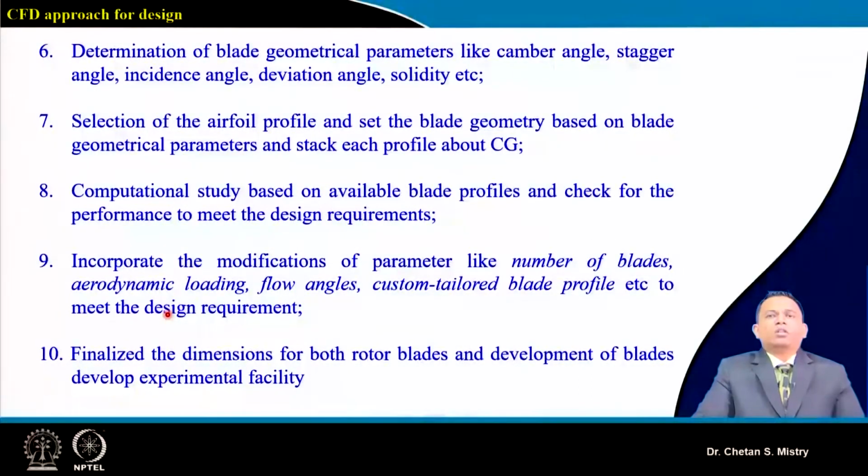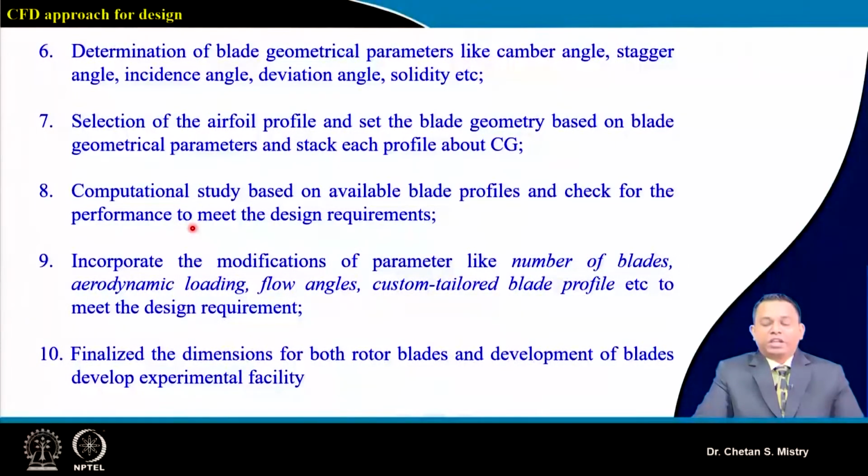Now after doing all this as a mean line calculation, we calculated our camber angle and stagger angle, assumed our incidence angle, and corrected our deviation angle, number of blades, solidity, chord, all those parameters come into the picture. Then the next step was the selection of aerofoil, stacked about the CG. We can understand both the rotors are rotating, and that's the reason why we need to stack all aerofoils for both the rotor blades about the CG.